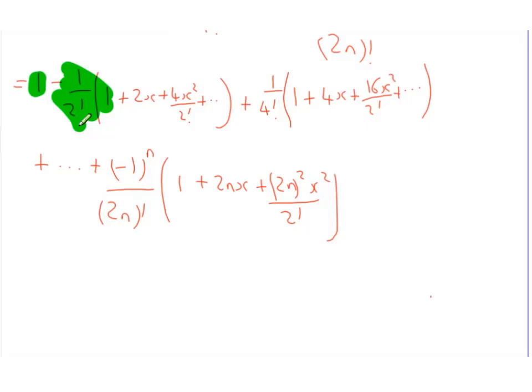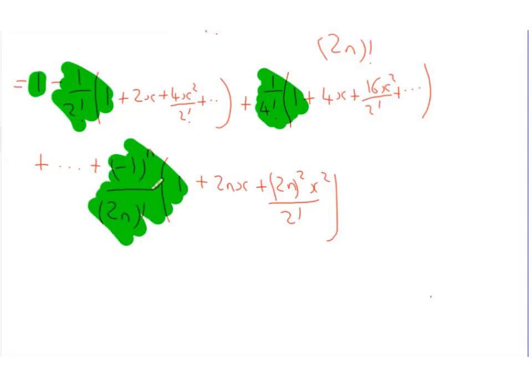So then we go to the next bracket, and you have this 1 over 4 factorial times 1 contributes to the constant term. It's a number with no x's. And then we go all the way to the end, and you've got minus 1 to the n over 2n factorial times 1. So that is going to give us our constant term, and it's definitely non-zero.